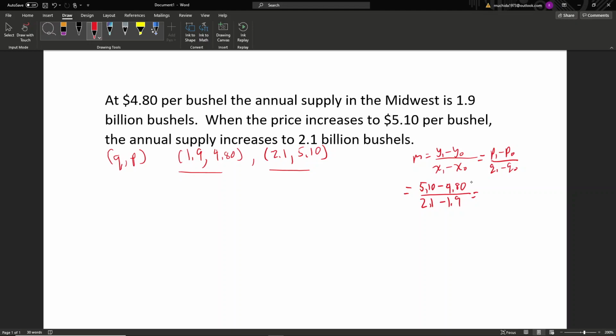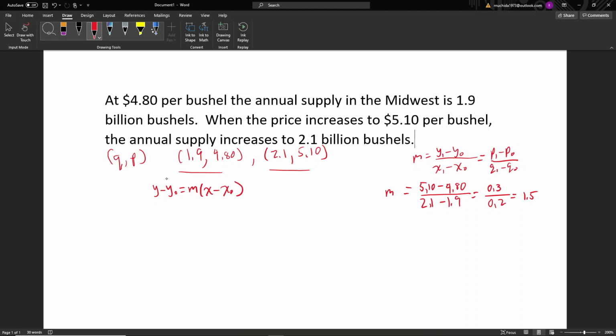So let's see, that'll be 0.3 over 0.2, since 2.1 minus 1.9 is 0.2. That'll be 1.5 if you divide those two. So that would be the slope. Next, you use your slope and either one of these points in the point-slope form. If you remember, for the point-slope form, that was y minus y0 equals the slope times x minus x0.